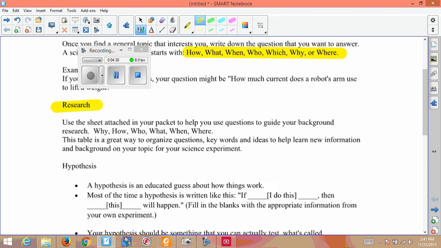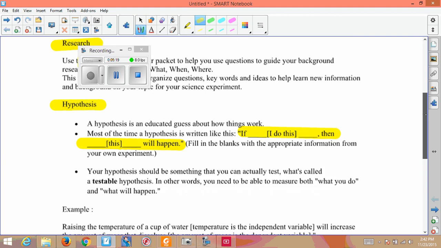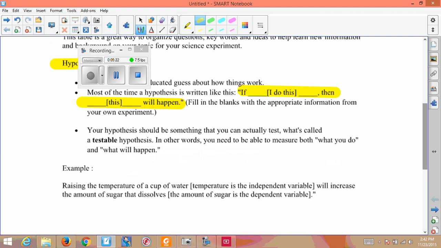So a hypothesis is an educated guess about how things work. Most of the time, you should have an if-then statement. An if-then hypothesis means if I do this, then this will happen. So maybe if I supply 20 amps of electricity, the robot will be able to lift the weight. If I reduce the current, the robot arm will lift less weight. If I increase the current, the robot arm will lift more weight.